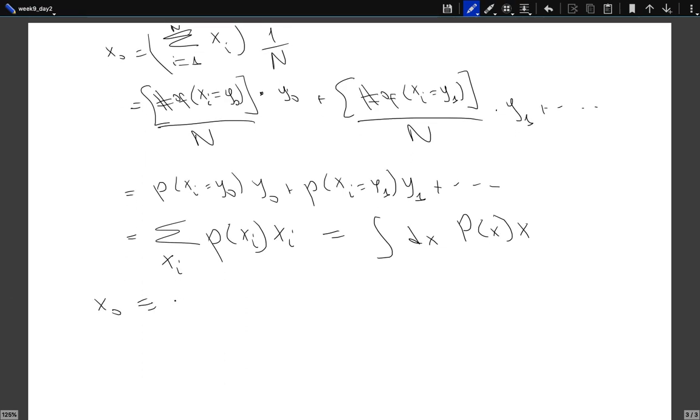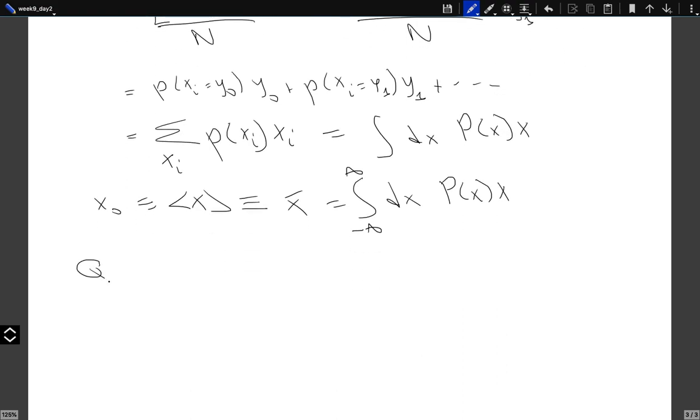So x0, or sometimes it is denoted by this notation, sometimes with an overbar, is nothing but the integral of the probability density multiplied by x over all possible values of x. This is the average of x. But this definition is now something we can also use in quantum physics because we already know the probabilities. So the quantum mechanical average, let's say x average, will be this one.